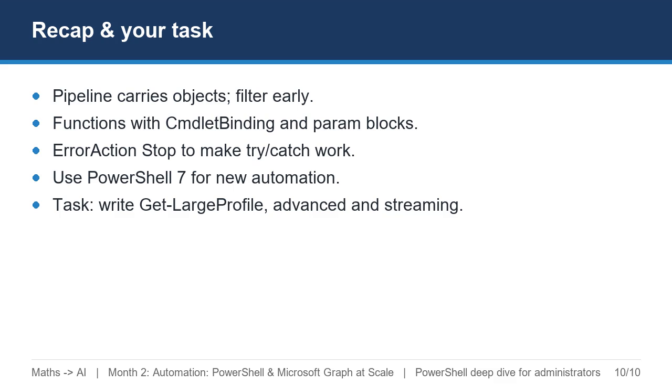Your task: write an advanced function called Get-LargeProfile. It takes profile paths from the pipeline, validates a minimum size threshold, uses a process block, emits a custom object per oversized profile with a calculated size in gigabytes, and wraps disk access in try-catch with ErrorAction Stop. Run it with -Verbose and confirm the verbose stream shows up.